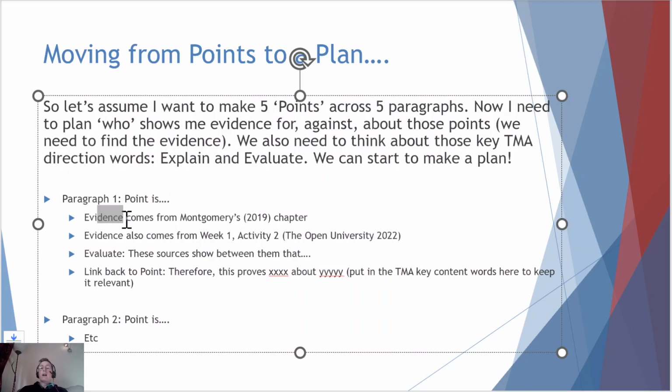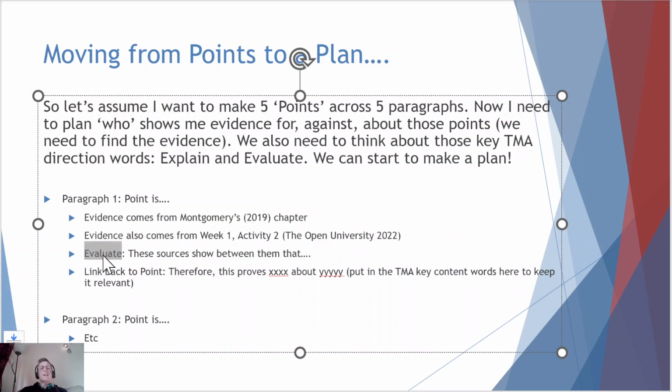Okay, now I need to work out where is the evidence. Think about 1 or 2 places from the module. Where did I get evidence about that? Well, I learnt about it maybe from Montgomery's chapter. I learnt about it maybe from an activity online. In my plan, I'm going to give myself the referencing information so that I've got that there and then, so I don't have to go back and look for it later.